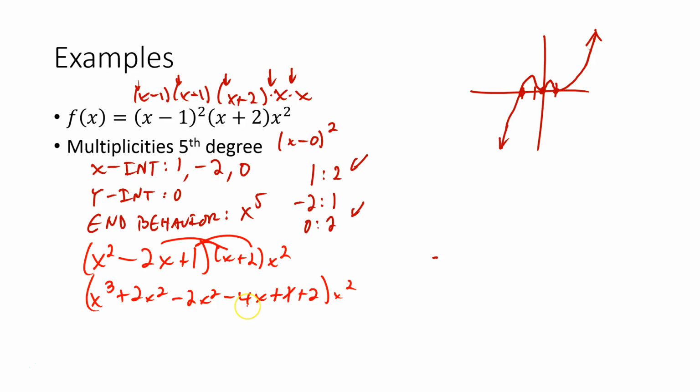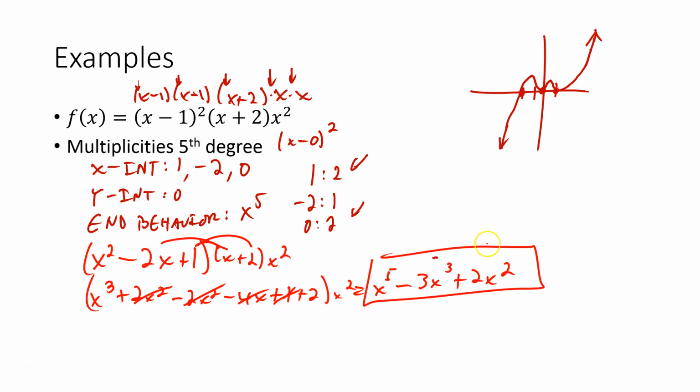So I just have to do x squared times all of those different things. So that gives me x to the 5th. X to the 5th, we said it was a 5th degree. And then plus, let's see here. So the 2x squareds actually cancel. So we have negative 4x plus x is negative 3x. So negative 3, and then x times x squared is x cubed. And then we have plus 2x squared.